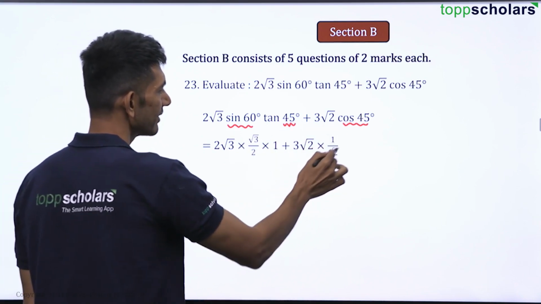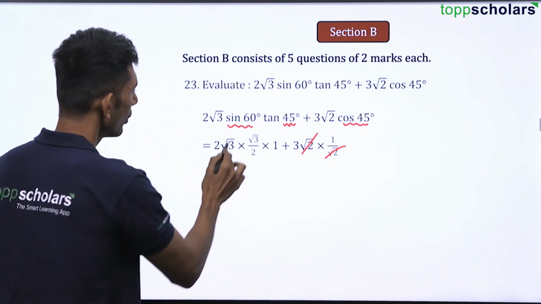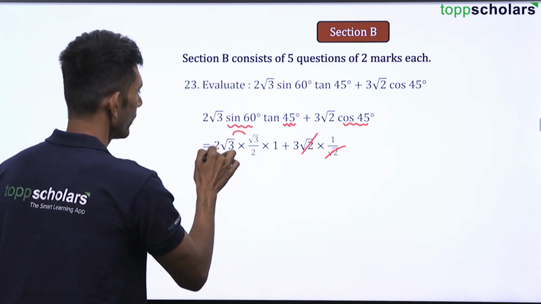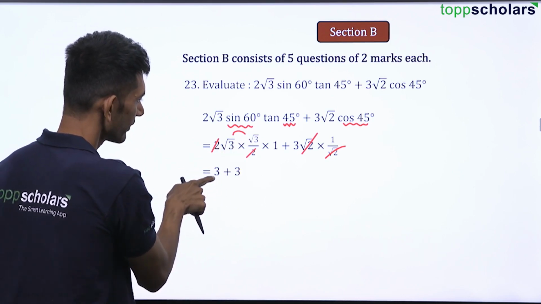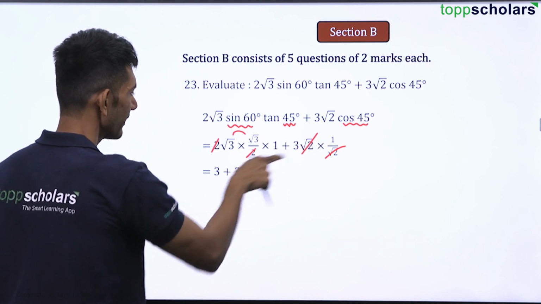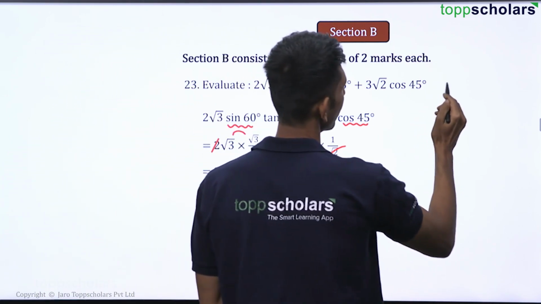So what all gets cancelled? This gets cancelled, right? And here if you solve this further, root 3 into root 3 is 3. 2 also gets cancelled. Root 3 into root 3 is 3. 1 goes and 3 ones are 3. 3 plus 3 is 6. That's it. The answer is 6.